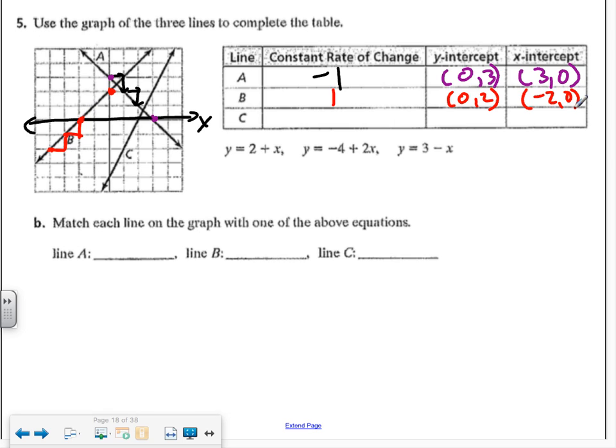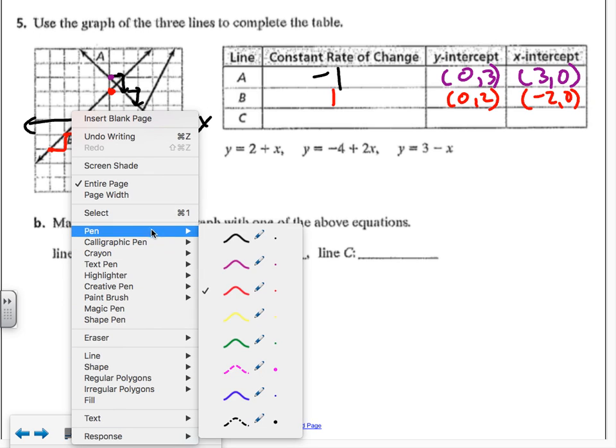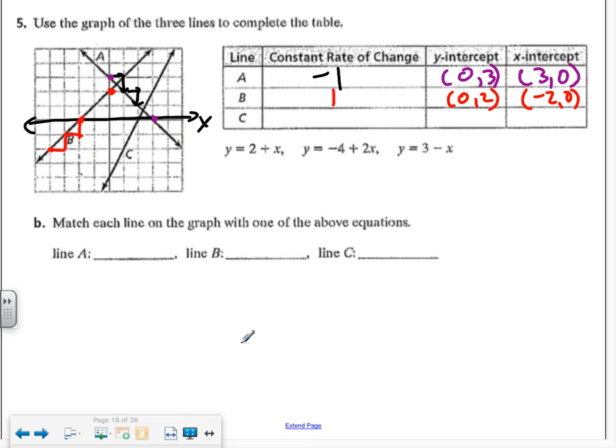All right, my apologies. So then C, let's get another color. The rate of change for C, well, if we pick this point here, when x increases by 1, y increases by 2. Okay, so we can say the rate of change is 2. The y-intercept for C is right down here. Okay, so that's 1, 2, 3, 4. So when x is 0, y is -4. X-intercept right here, go over 2, so x is 2, y is 0.